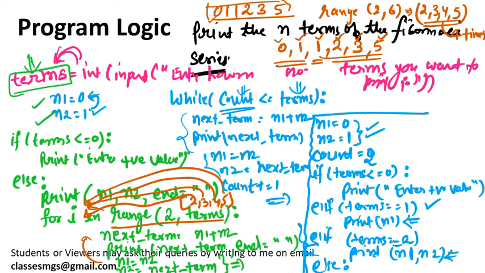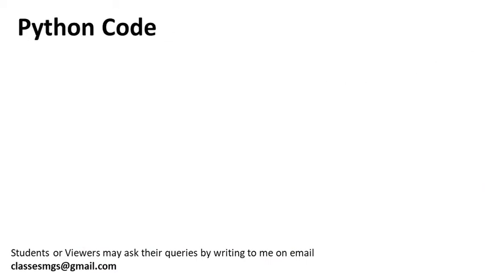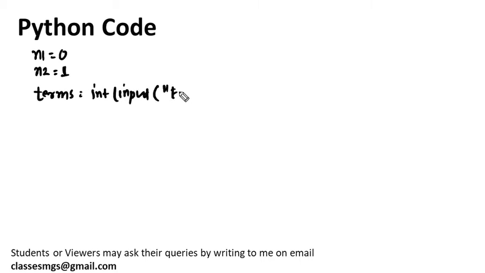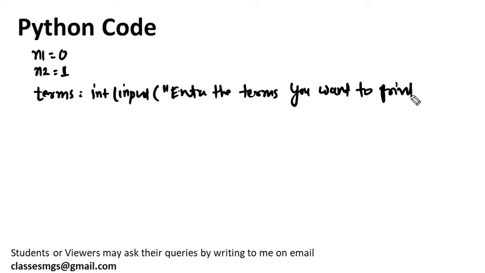Okay, now we can go ahead and write the Python code, and we can see it and run it in the Spyder editor. So I am going to write the Python code here. First we need n1 equals 0, because 2 terms of the Fibonacci series are fixed. Now you will get the terms value from the user. Terms equals int input, enter the terms you want to print, because it is a Fibonacci program. Now you can use the for loop.